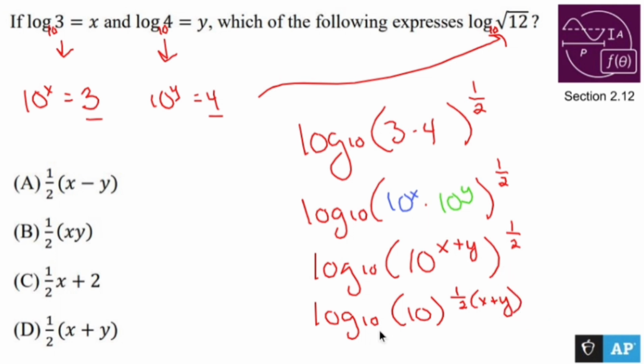Log base 10 of 10 to the stuff crosses those out, and you're left with just the stuff. And it just so happens that the stuff is 1/2 (x plus y), which is D. Tricky, tricky, tricky.